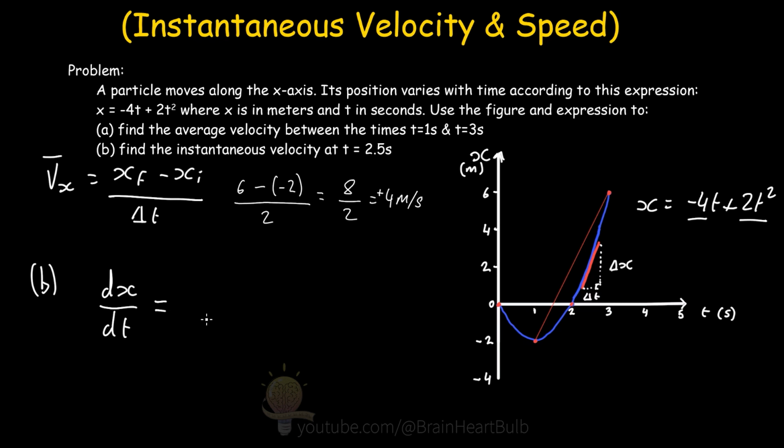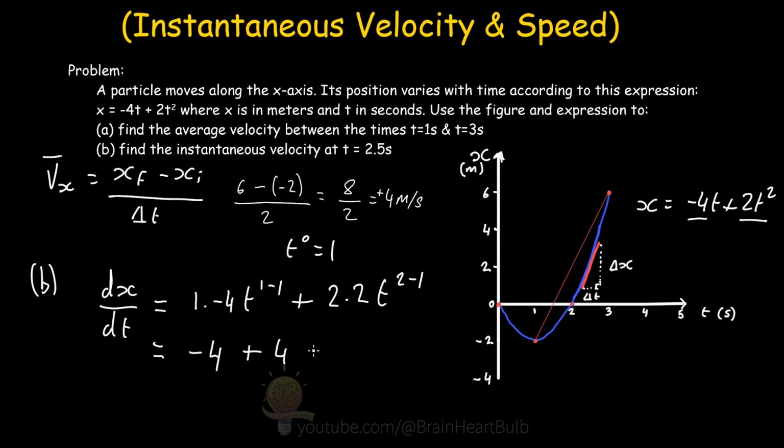So delta x over delta t is equal to, and this is t to the power of 1, so we move 1 to the front of the coefficient, and that's t to the 1 minus 1, which is 0. And any exponent to the power of 0 equals 1. And now we've got 2 times t to the power of 2 minus 1. So this works out to be minus 4 plus 4t.